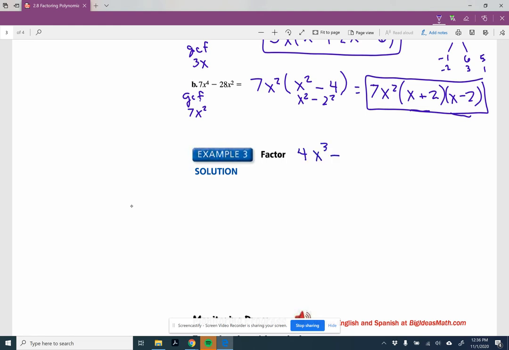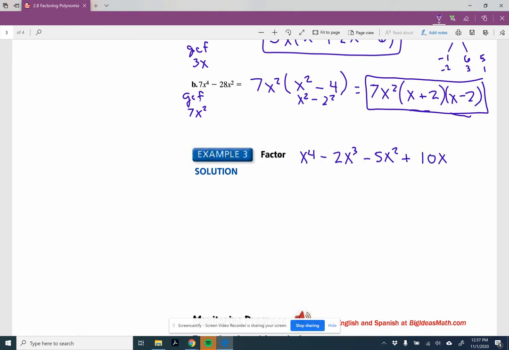x to the fourth minus 2x to the third minus 5x squared plus 10x. We're going to factor that.